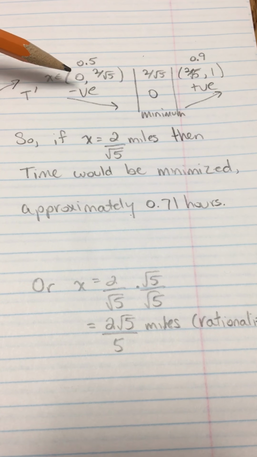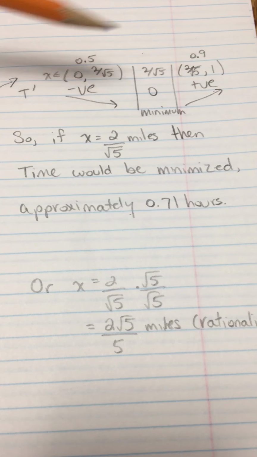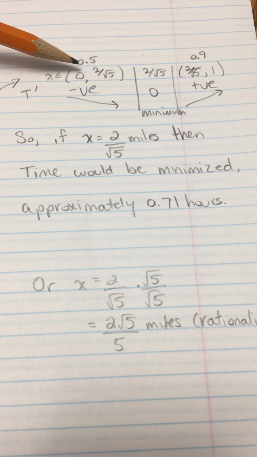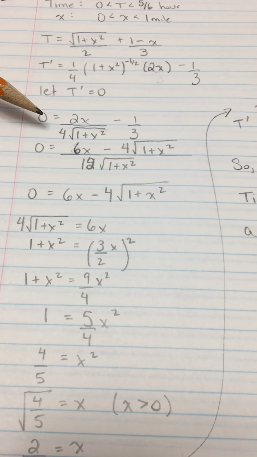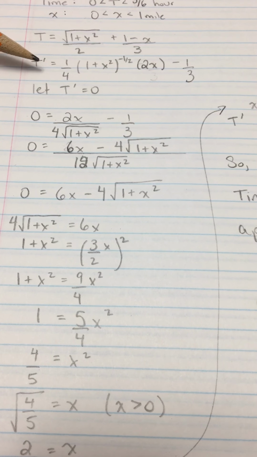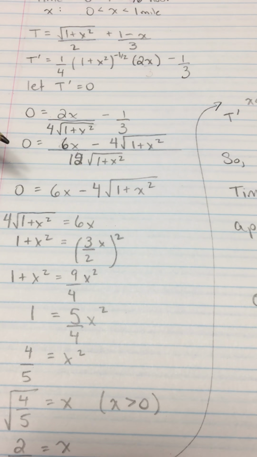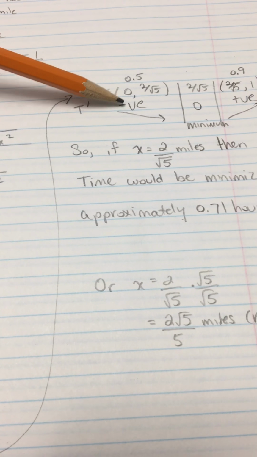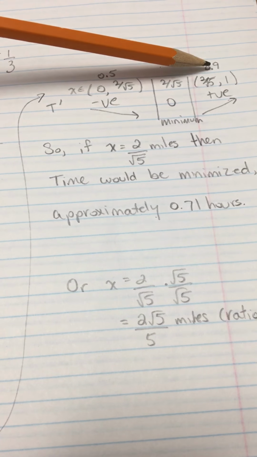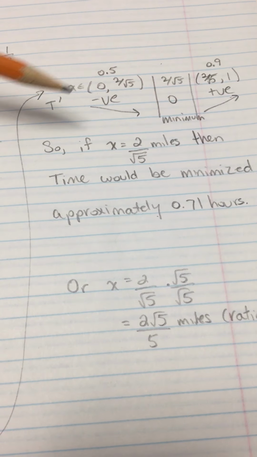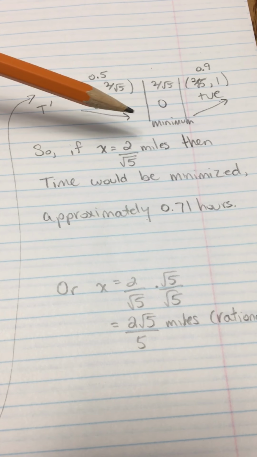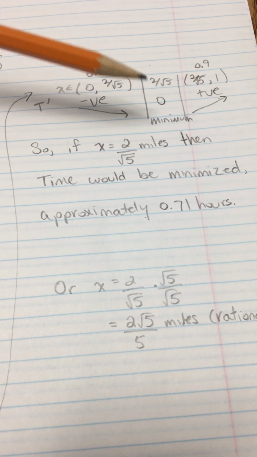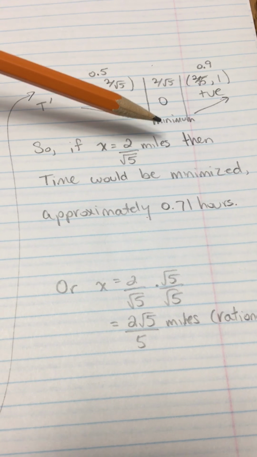So I've determined that x has to be between 0 and 1. So I'm substituting 0.5 into my derivative equation over here. You can substitute it up here, wherever you would like. That makes sense. And I get a negative value. And then I substituted 0.9 into the same location that we substituted 0.5, and I get a positive. So that means that the function was decreasing and then increasing. So 2 over root 5 is indeed a minimum.